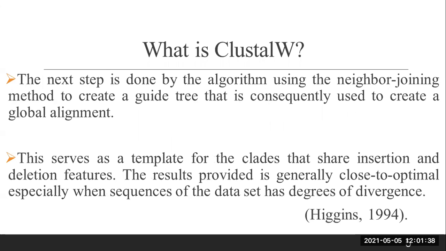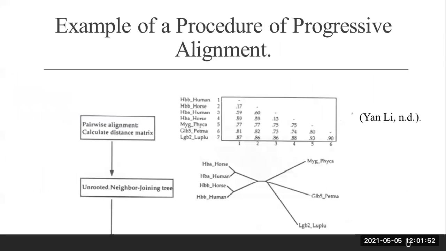Another algorithm that is used is the neighbor joining algorithm, which is a simple algorithm that is used to help generate a guide tree, which we'll be more familiar with as a cladogram. Now, that will be explained here in the procedure of how Clustal W works.